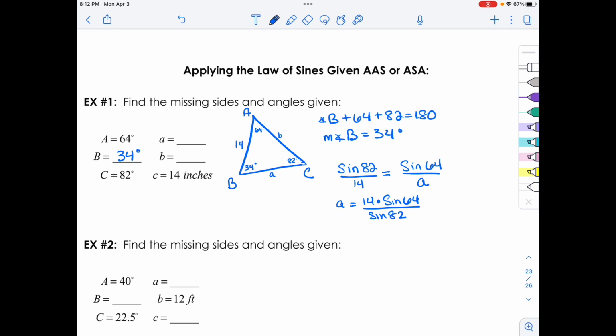So sine of 64 divided by the sine of 82. And I end up with a is approximately 12.71. And I don't know the units. Oh, I do know the units. They're inches. If you don't know the units, you don't have to label them.